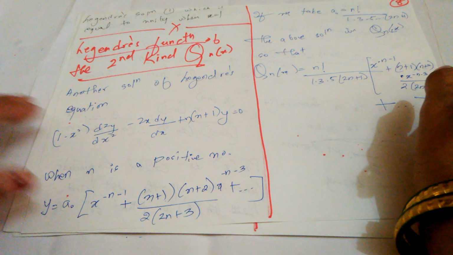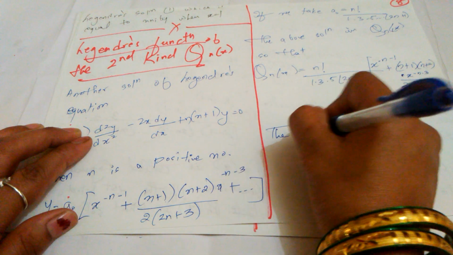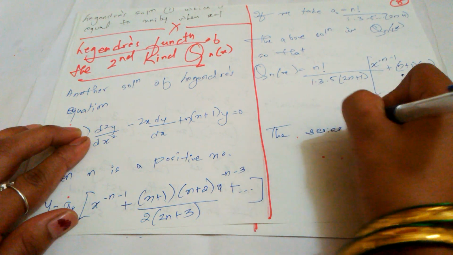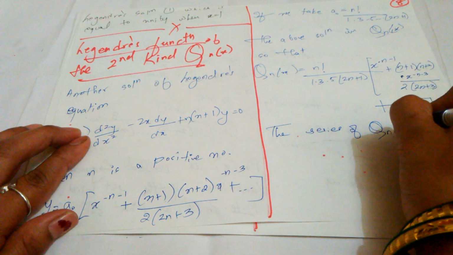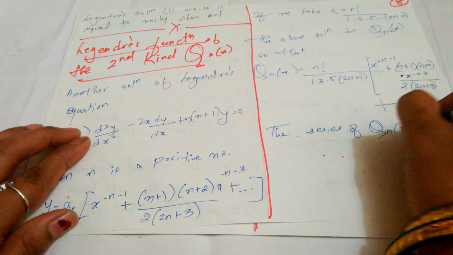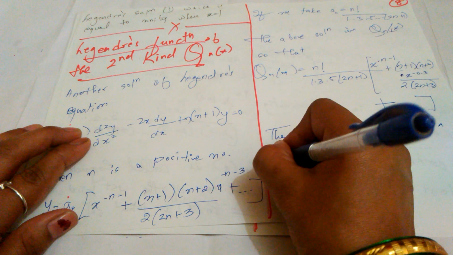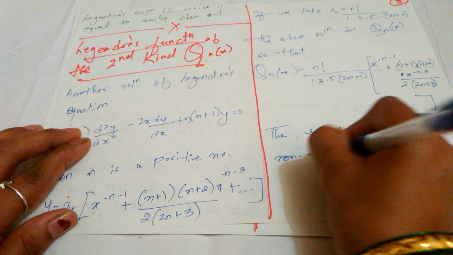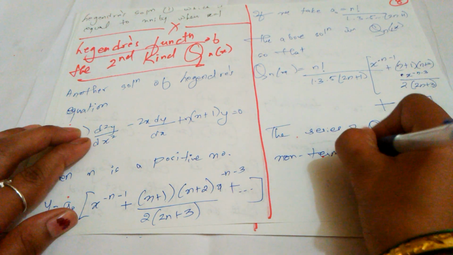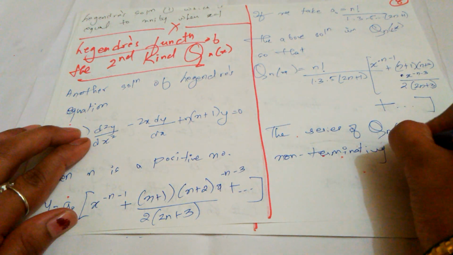So the series of q of n into x is a non-terminating series.